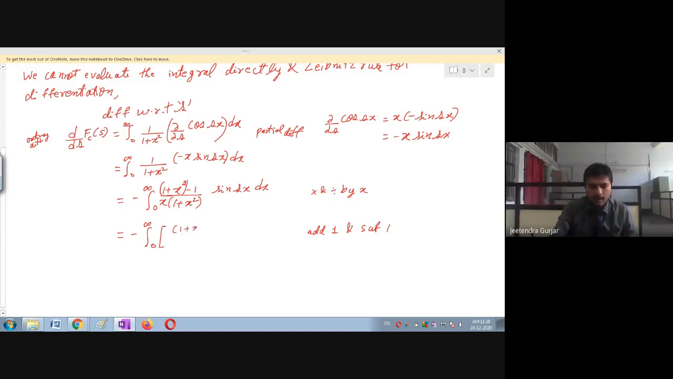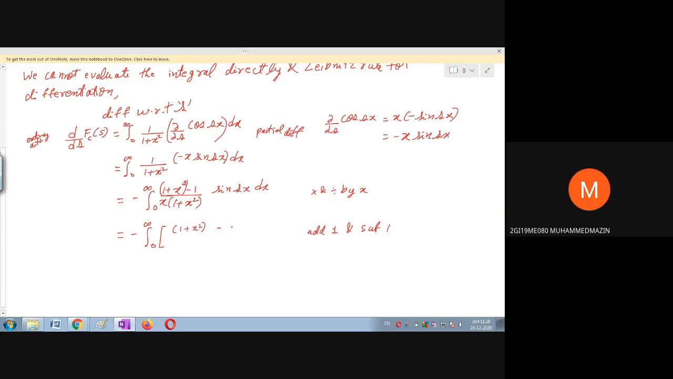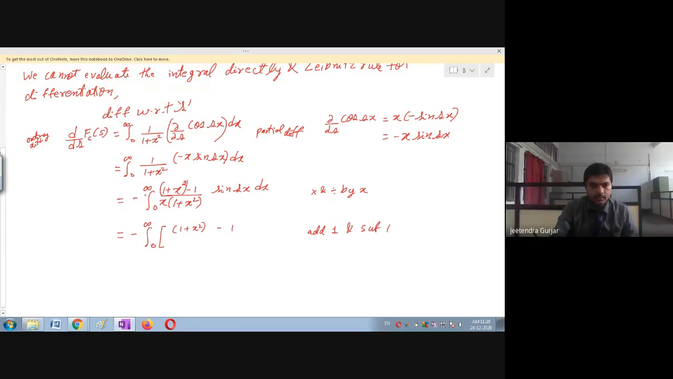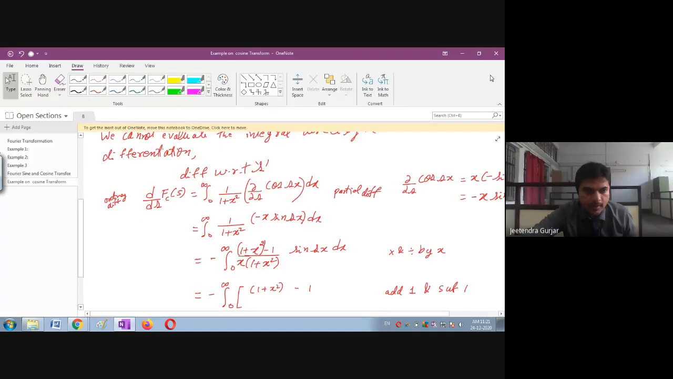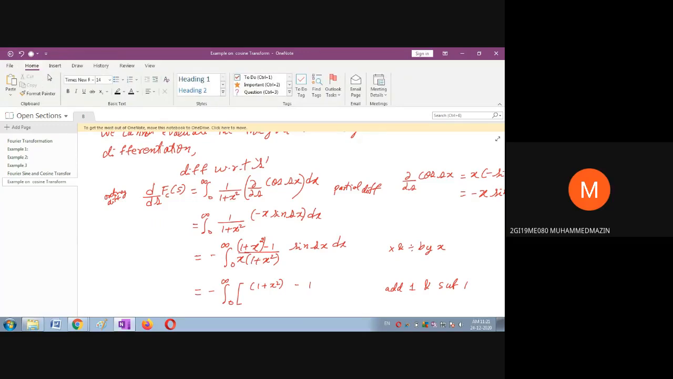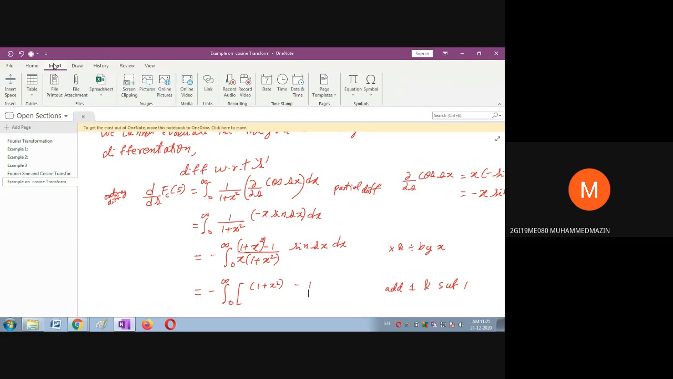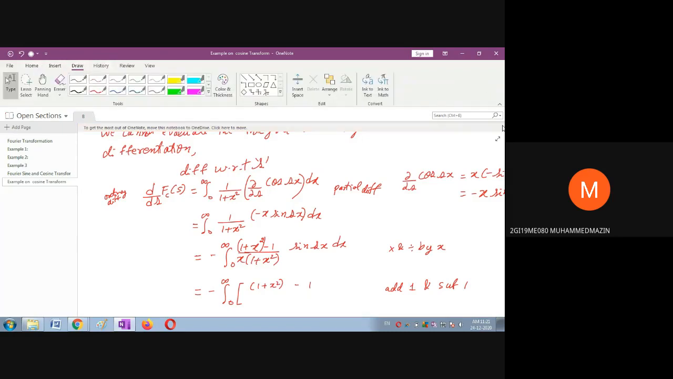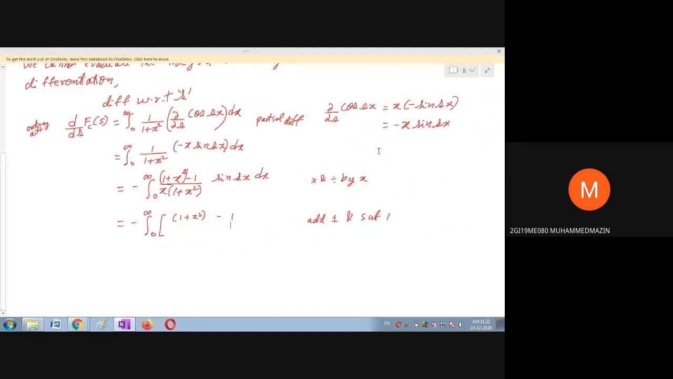Excuse me, sir. Plus, yes, beta. Sir, it is minus x square. Minus x square is there? No, beta. Sir, in the third step, when you multiply x to numerator and denominator, it will be minus x square.